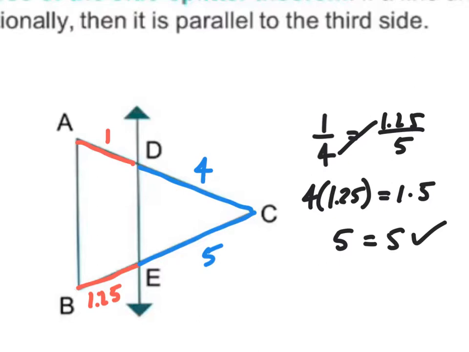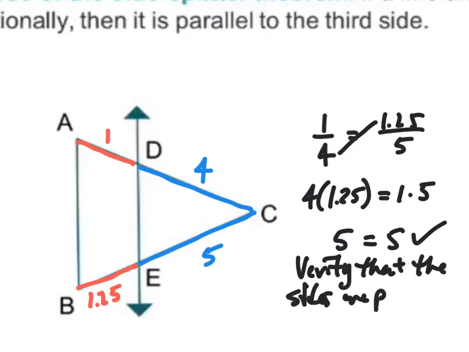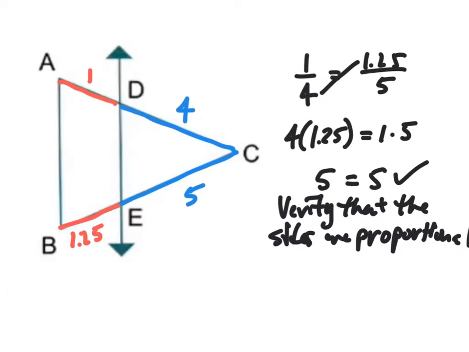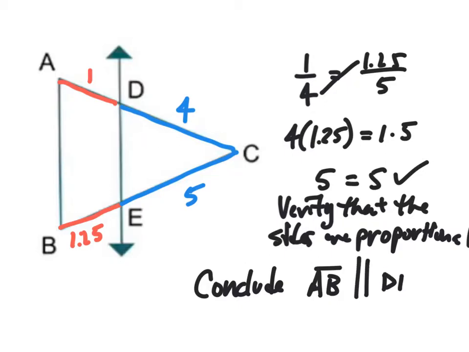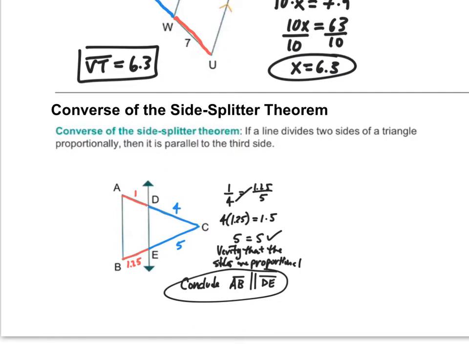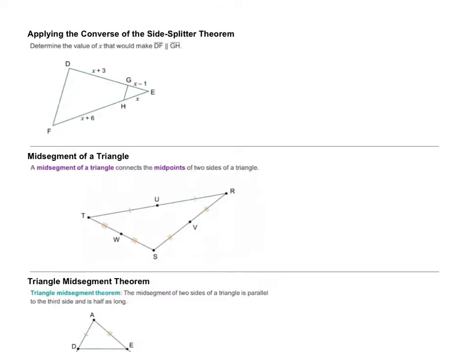So the sides are proportional. When I do this, I verify that the sides are proportional. And if the sides are proportional in this situation, then I can conclude that segment AB is parallel to segment DE. That's what I know, that those sides are parallel. That's the converse.